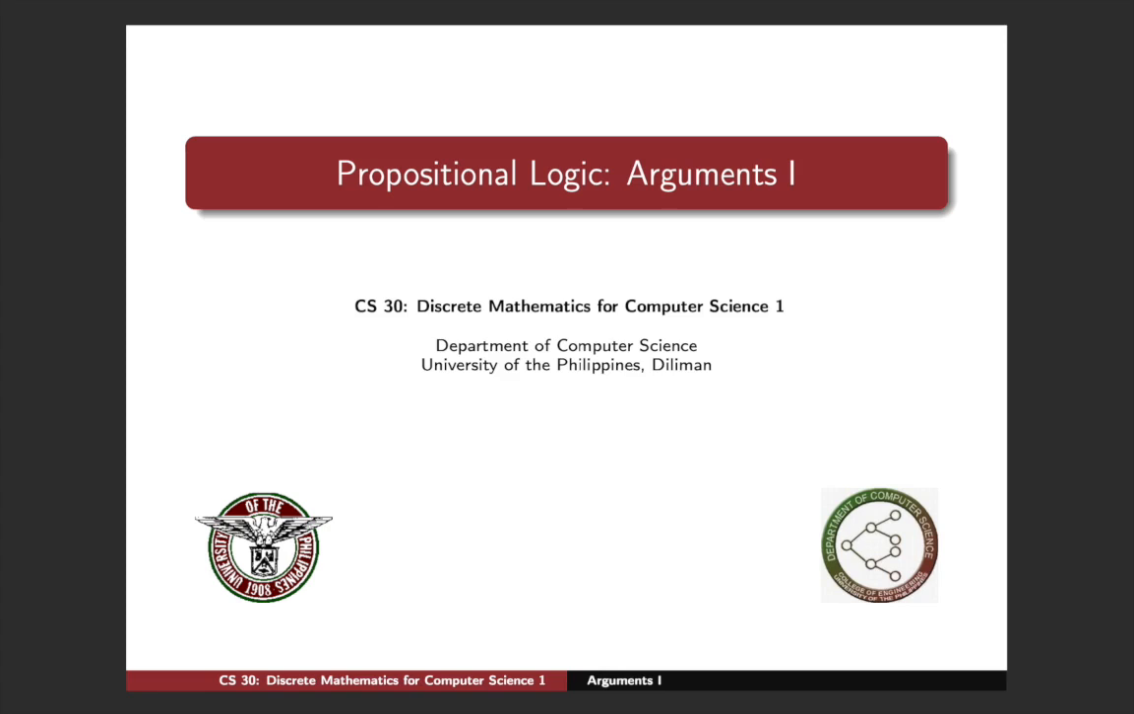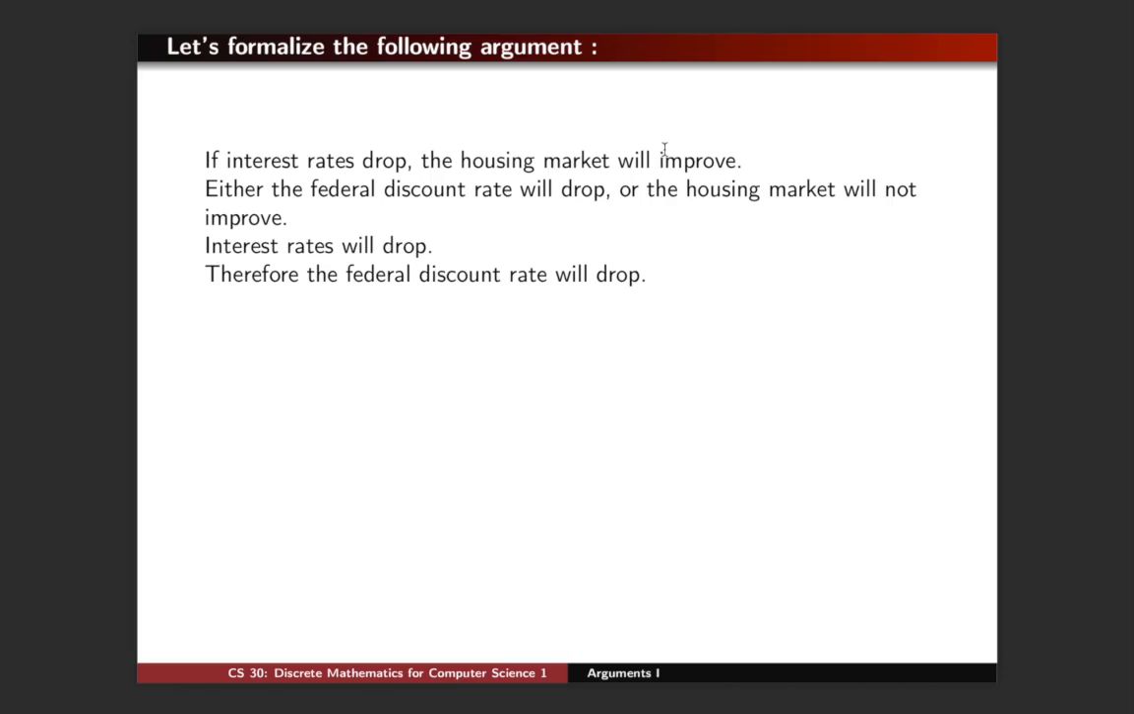So first step when validating information is to list them down. So let's say we have the following. If interest rates drop, the housing market will improve. Either the federal discount rate will drop or the housing market will not improve. Interest rates will drop. Therefore, the federal discount rate will drop. So is this correct or not? We can apply logic and investigate the truth of this claim.